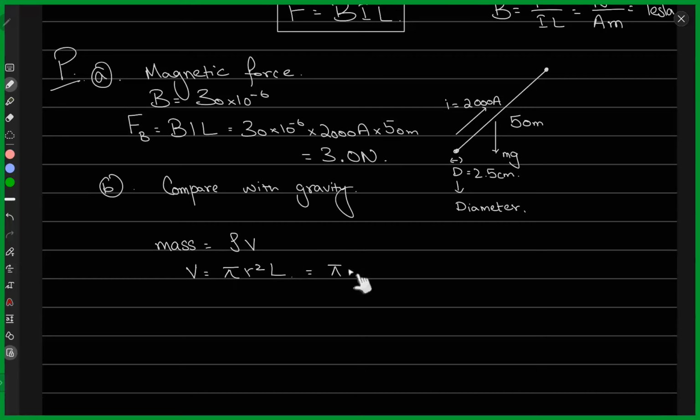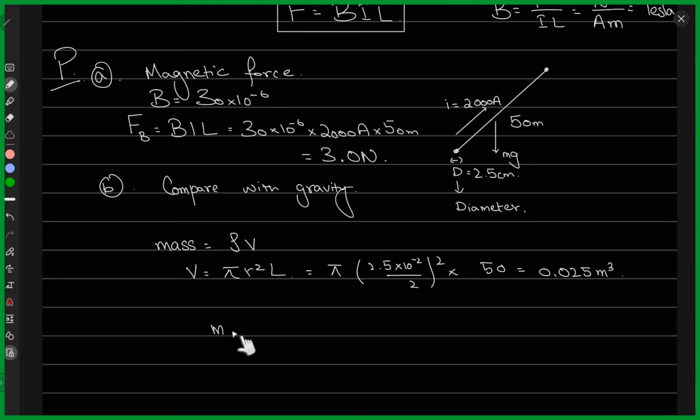This would be pi r squared L. The diameter is 2.5, so the radius would be 2.5 centimeters, so 10 raised to power minus 2 divided by 2, squared, and then you have the length 50. This gives you about 0.025 meter cube. Right, so that's the volume of the copper wire.